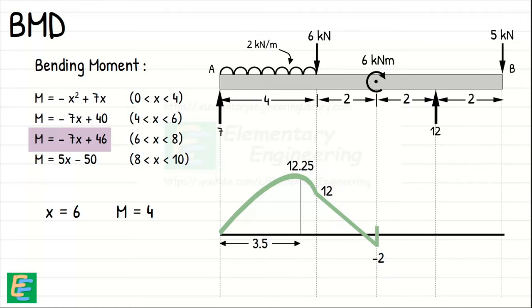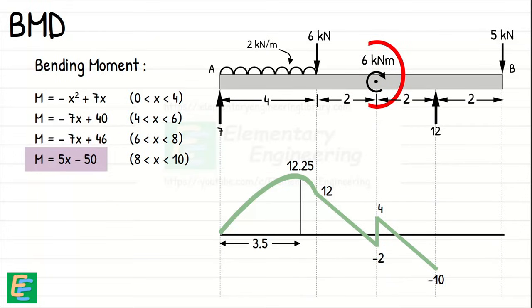We observe a jump in the bending moment diagram. This jump is because of the concentrated moment which is acting at x equal to 6. And the magnitude of this jump is equal to the applied moment. Then it continues to decrease as it is also a downward sloping straight line, and the curve falls to minus 10 at x equal to 8. The final equation also gives the same bending moment at x equal to 8, ensuring the continuity of the bending moment diagram at the support.